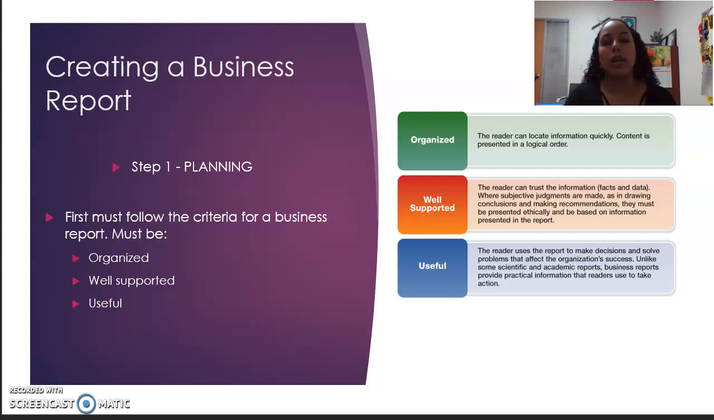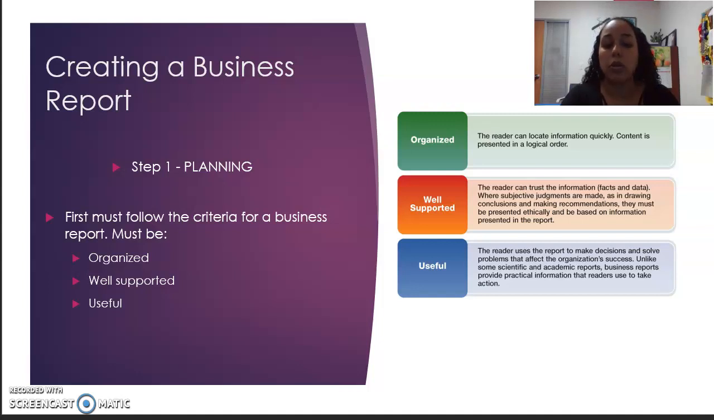There are a few steps in creating a business report. Step 1 is the planning process. You must follow 3 criteria. You must be organized, well supported, and it must be useful. For an organized business report, the reader will be able to locate information quickly. Content is presented in a logical manner.